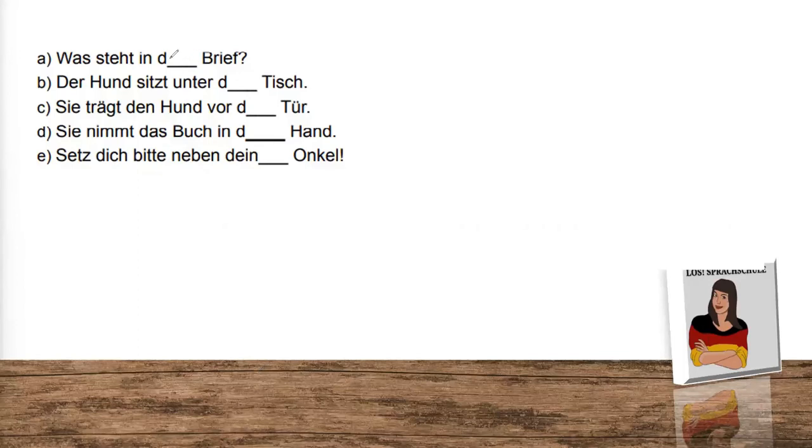Let's compare. Was steht in dem Brief? What is written in the letter? Der Hund sitzt unter dem Tisch. The dog sits under the table. Sie trägt den Hund vor die Tür. She carries the dog in front of the door. Sie nimmt das Buch in die Hand. She takes the book into her hands. Setz dich bitte neben deinen Onkel. Please sit next to your uncle.